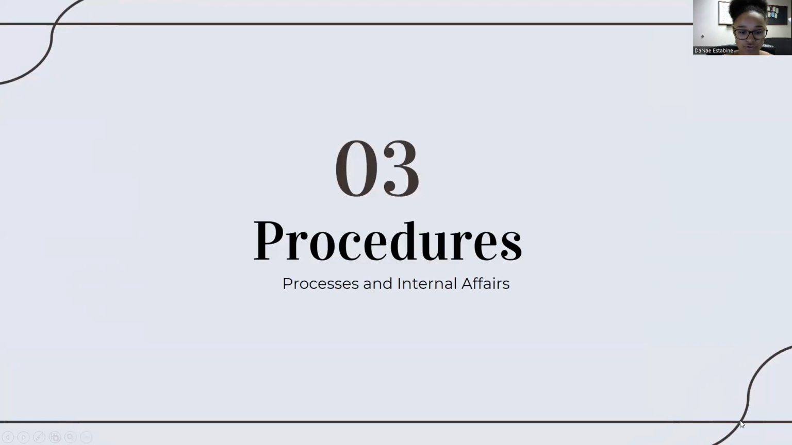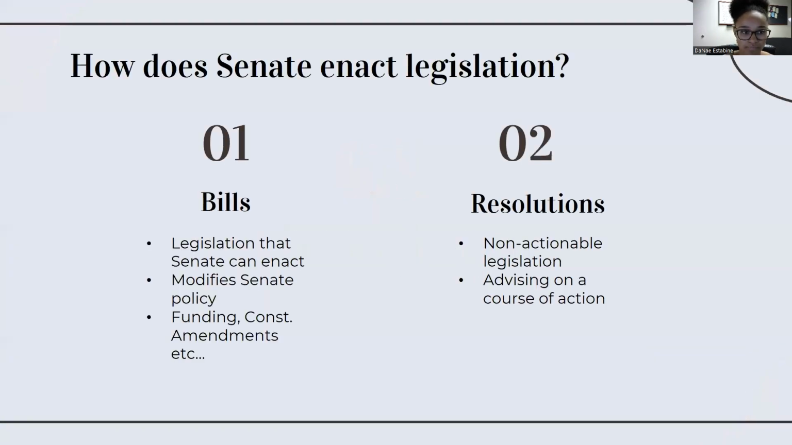So next, going into the procedures of bill writing, bill submission, and the life cycle of a bill. So one of the main things that Student Senate does is we write bills and resolutions. Bills are legislation that actually have an actionable item. So a lot of the bills you'll see going through Student Senate are funding bills. So they're bills to fund different student organizations.